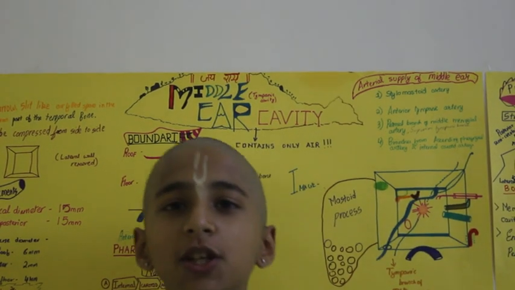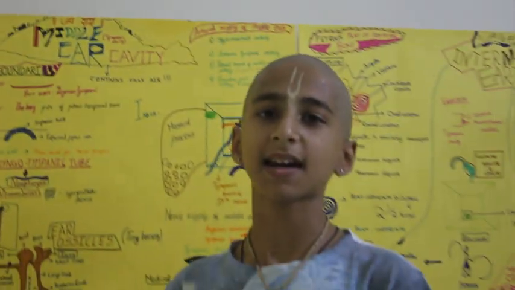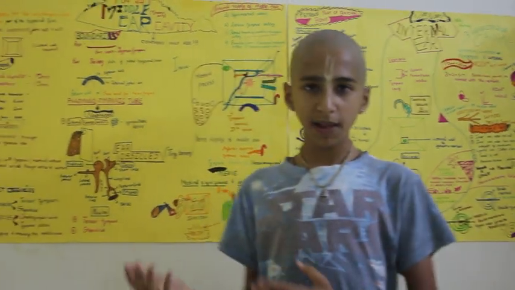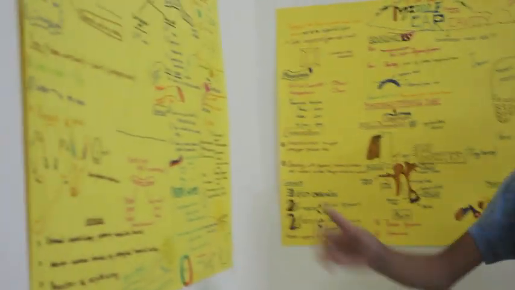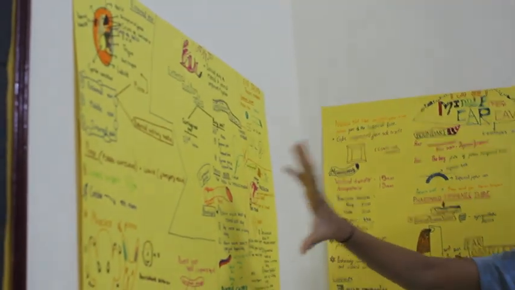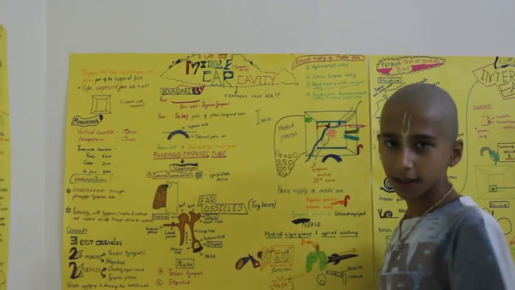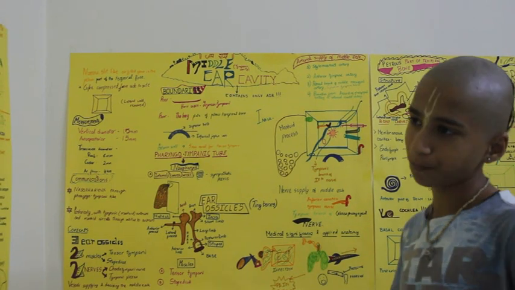Jairam, so now I should explain the middle ear cavity or the tympanic cavity, and we explained the external ear as shown here, the pinna, the auricle and the external auditory meatus. So now we should see the middle ear cavity relating these two.